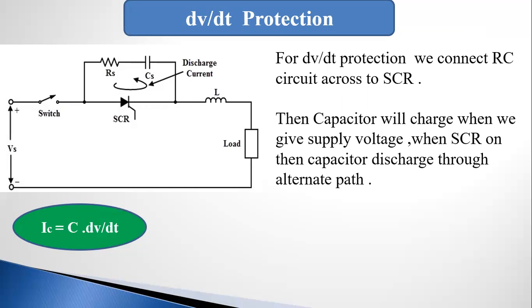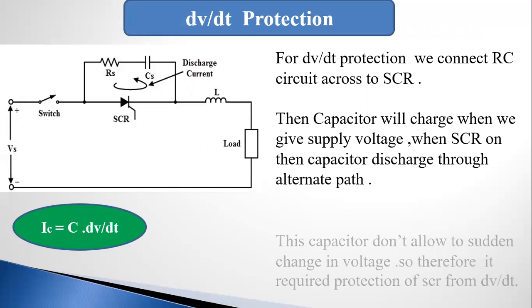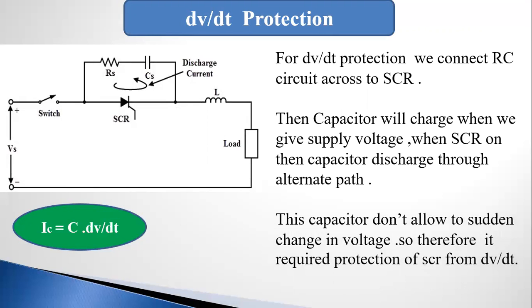The capacitor will charge when we give the supply voltage, and when the SCR turns on, the capacitor discharges through this alternate path. This capacitor doesn't allow a sudden change in voltage, so it is required for protection of the SCR from dV by dt. dV by dt is the rate of change of voltage with respect to time. In that, the charging current I of C is equal to C dot dV by dt.